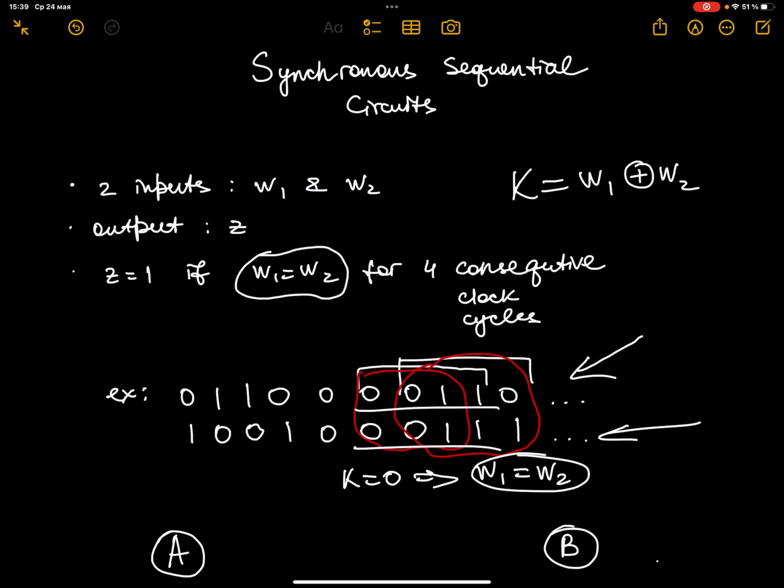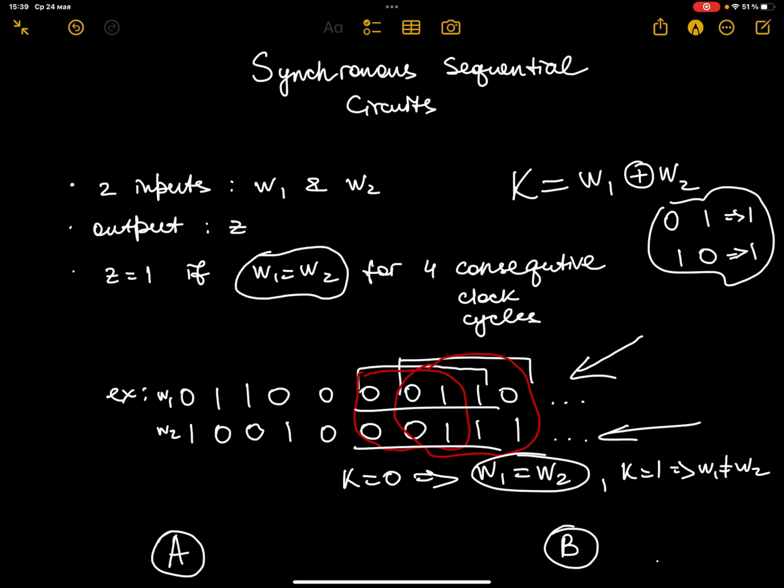This is W1, this is W2. How are we going to find out whether W1 and W2 are the same? By checking the value of k. If it's 0, they are the same. If k is 1, then W1 is not equal to W2, because XOR produces 1 only when inputs are different. This is the truth table of XOR. So we need this k, and we have this k.